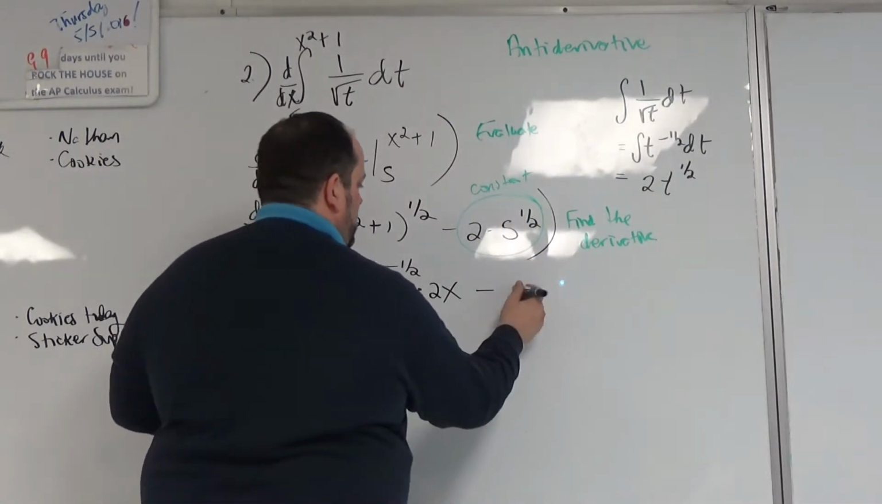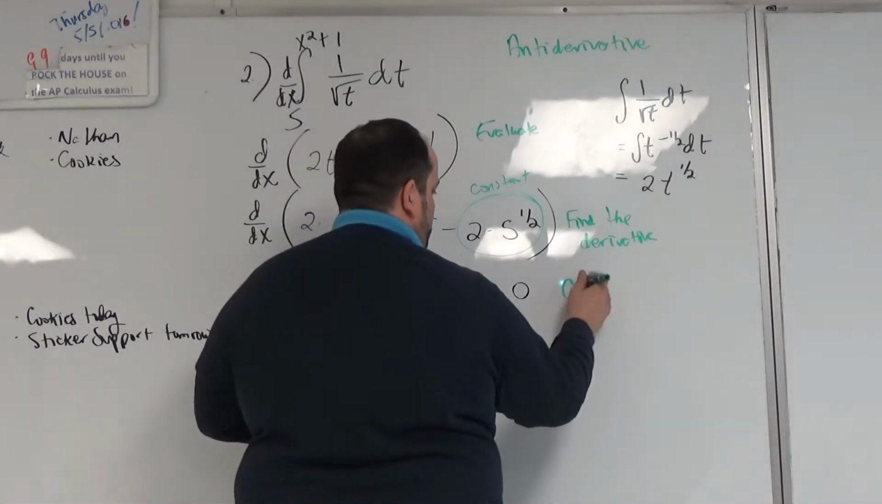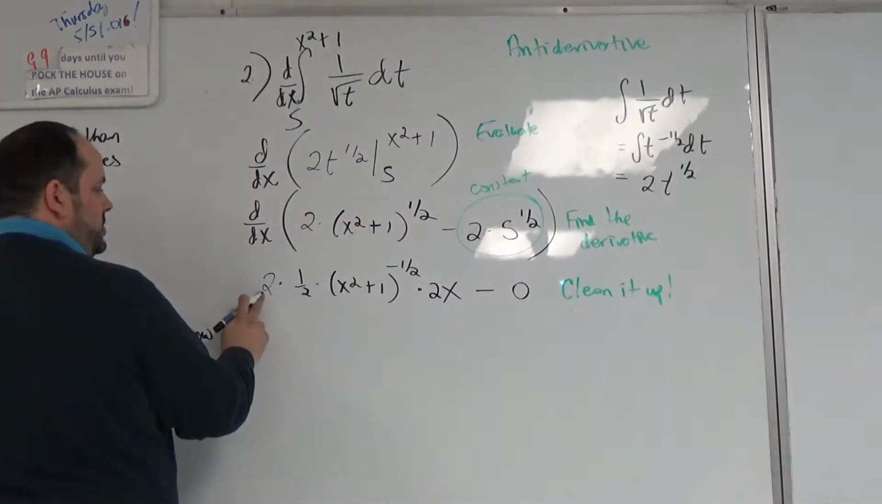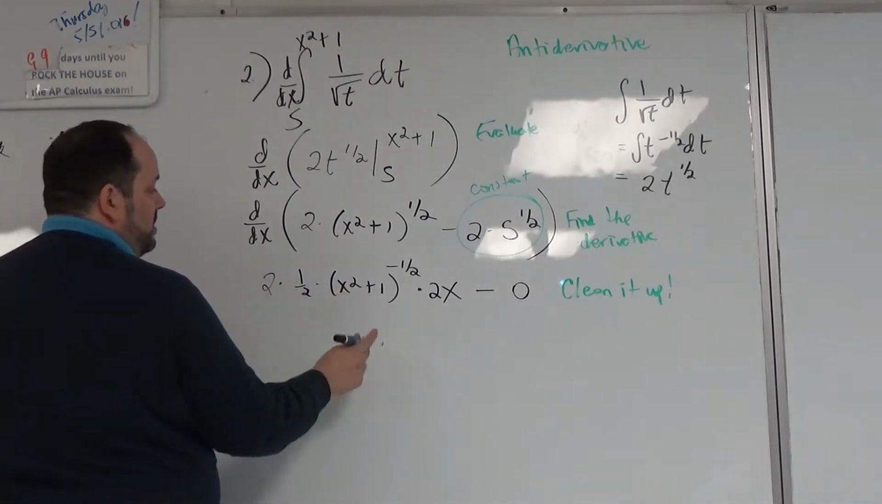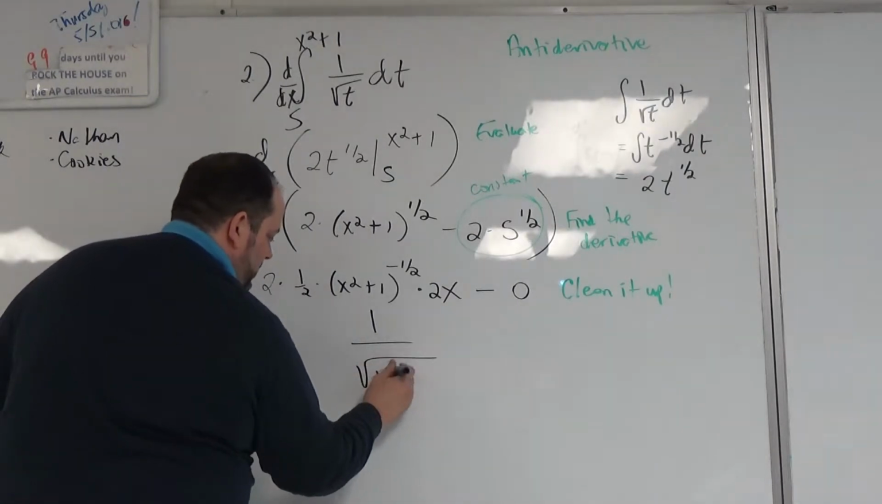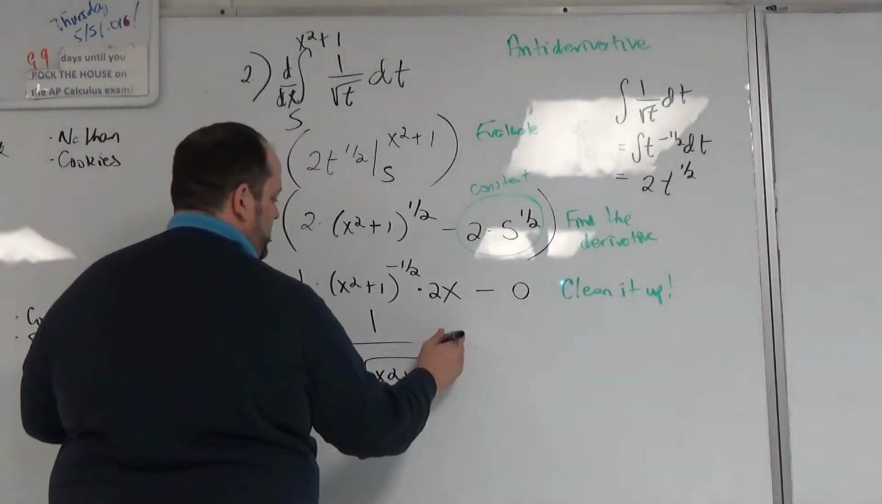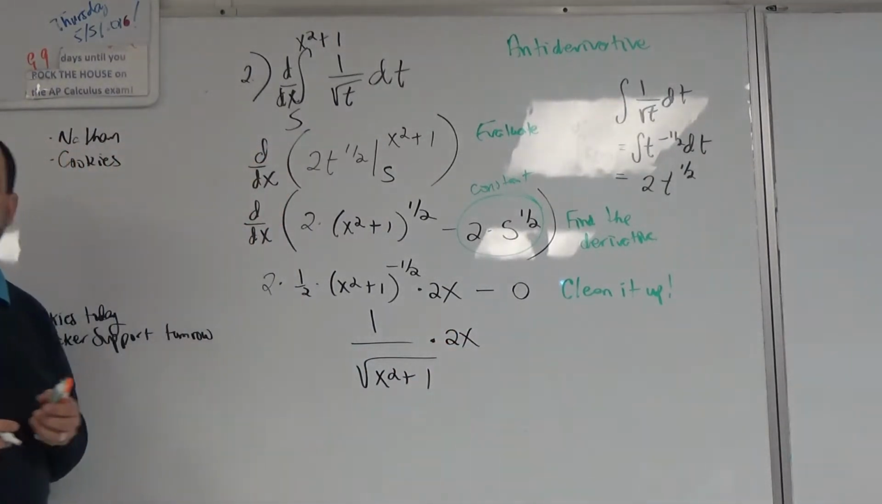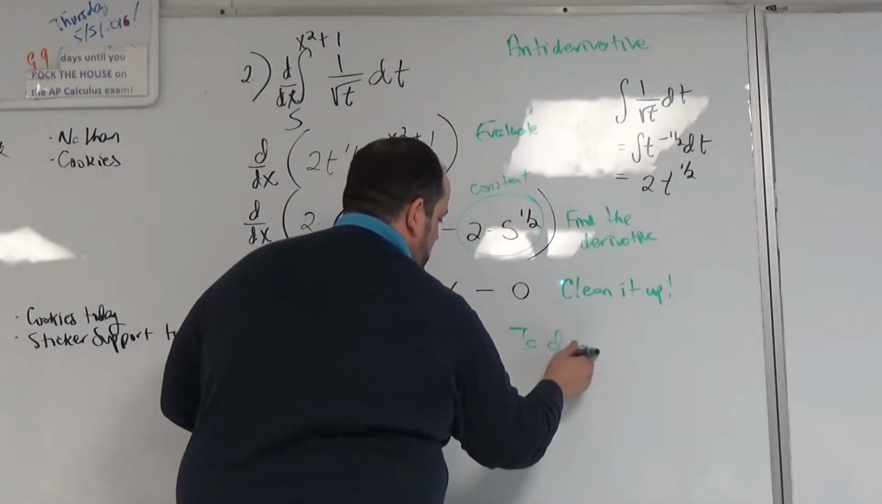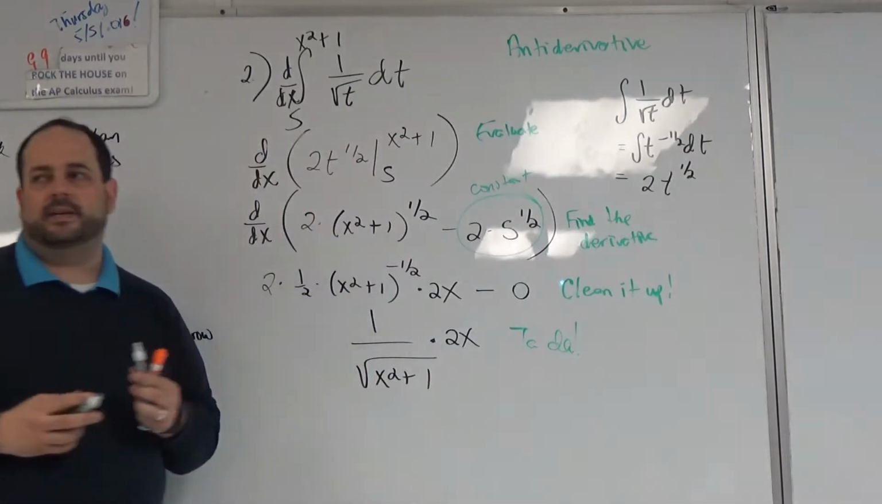Okay. All right, maybe we clean it up. 2 times a half is 1. X squared plus 1 to the negative a half is 1 over the square root of x squared plus 1, times 2x. Ta-da!